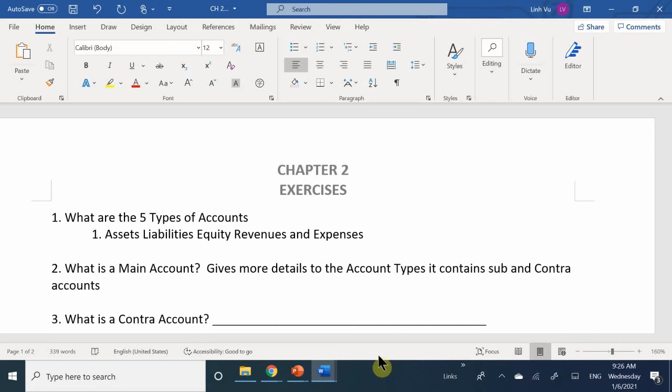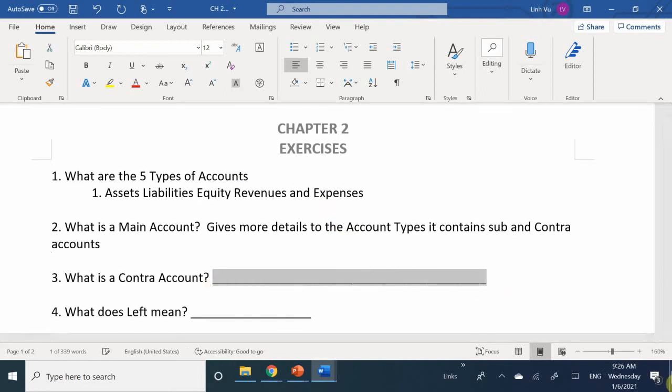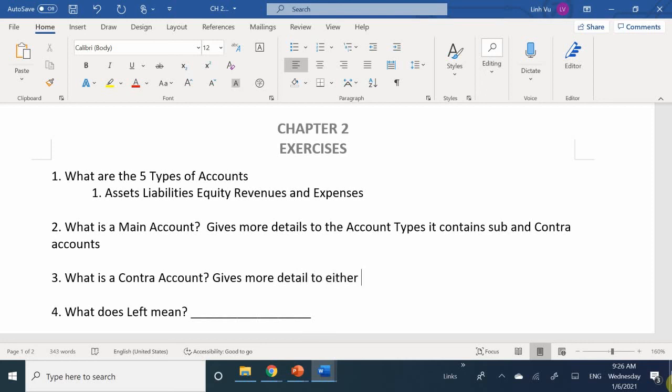Okay. And then what is a contra account? Opposite. Opposite of what? Of the main account. Yes. No, good. Now, here's a little thing that I want to add on top of that. So a contra account gives more detail to either the main account or sub account. And with that being said, it flows in the opposite direction.